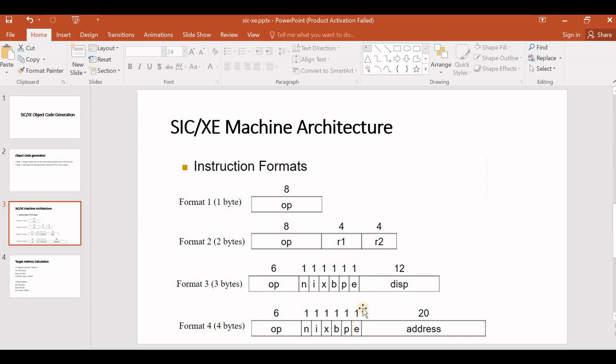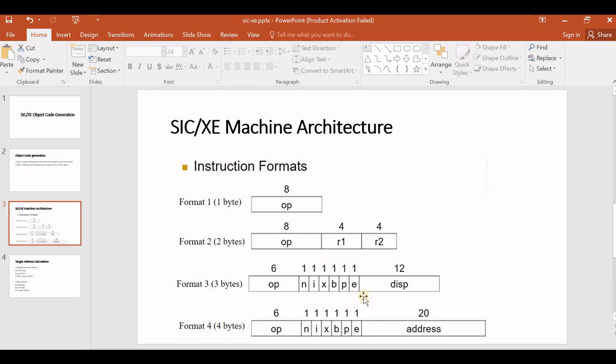The only difference between the format 3 and the format 4 instruction is that the last 12 bits are going to be the displacement field in format 3 and the last 20 bits are going to be the target address in case of format 4. Apart from that, all the other fields remain the same. In case of format 3, bit E will be reset to 0 and the last 12 bits are assigned for the displacement. But in case of format 4, the E bit will be set to 1 and the last 20 bits are allocated for the physical address or the target address.